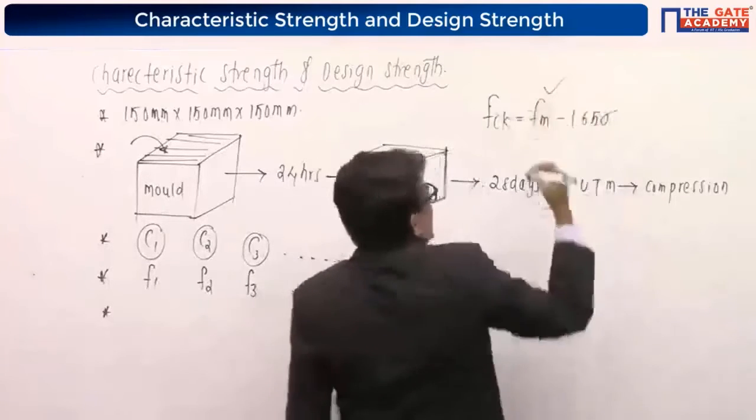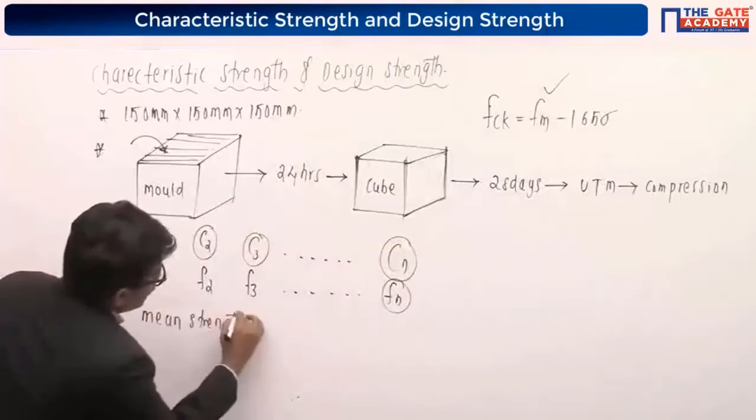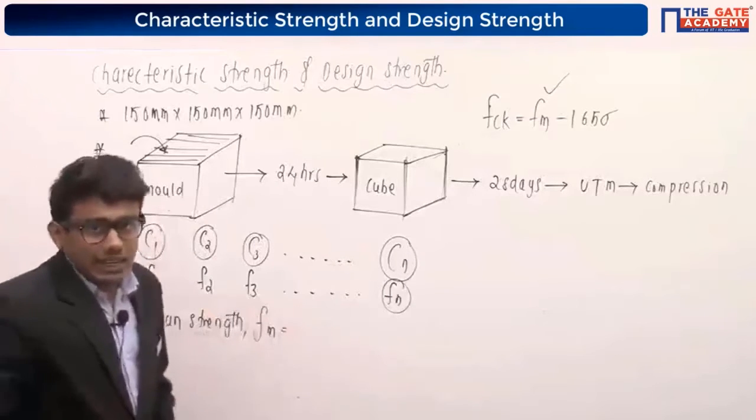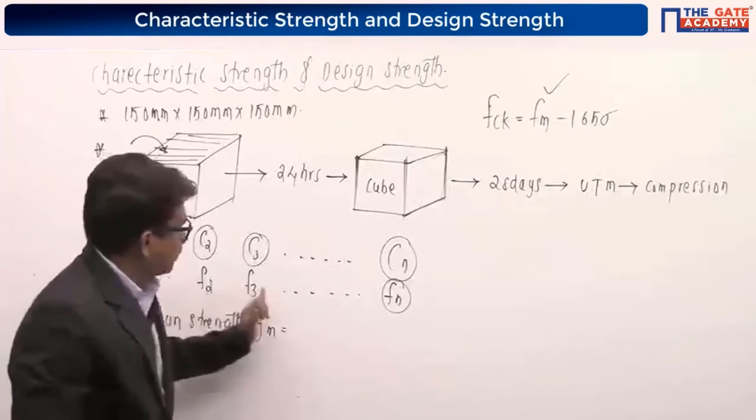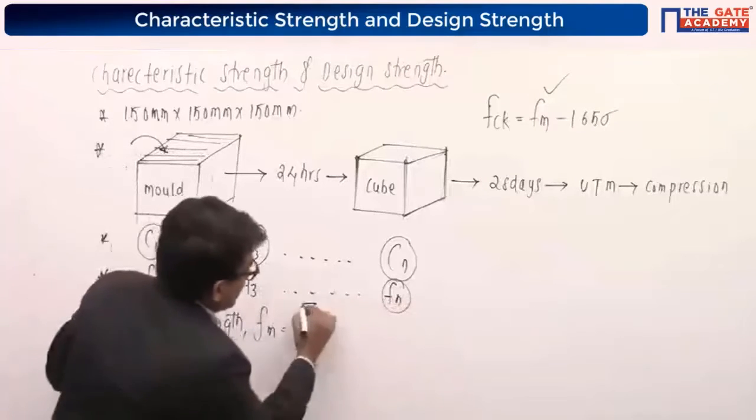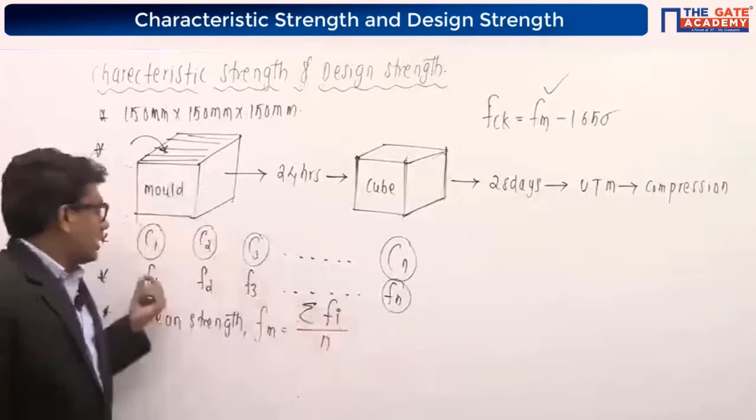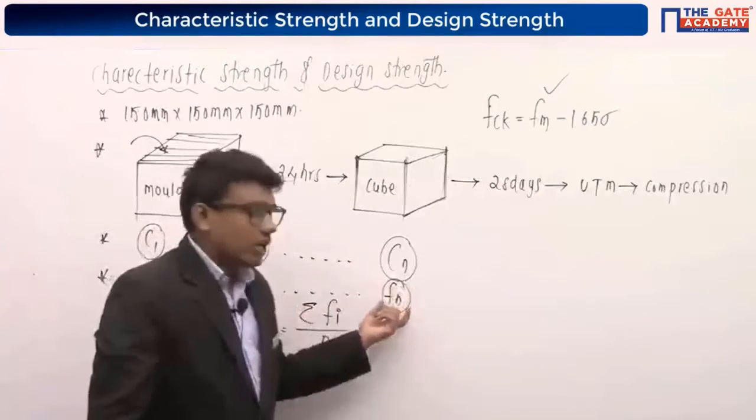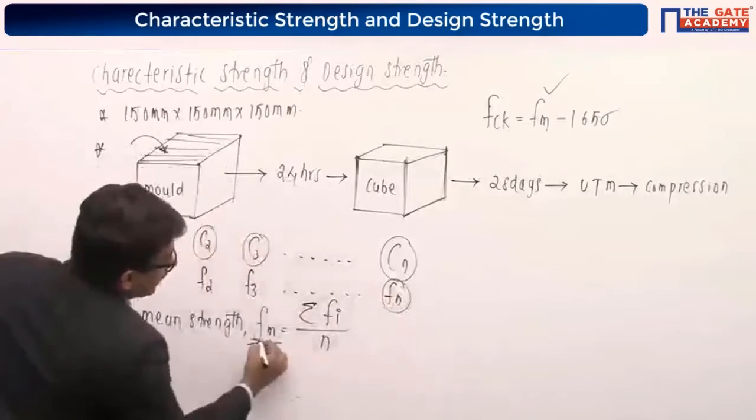So we need the mean of the strengths. I am going to find the mean strength, that is Fm. How to find the mean strength? No need to ask, right? Fm is equal to F1 plus F2 plus F3 up to Fn, divided by the number of samples taken. So Fm is equal to sigma Fi divided by n. What is Fi? F1, F2, F3, F4, F5, like that till Fn, divided by n, where n is the number of samples. I'll be getting the Fm value.